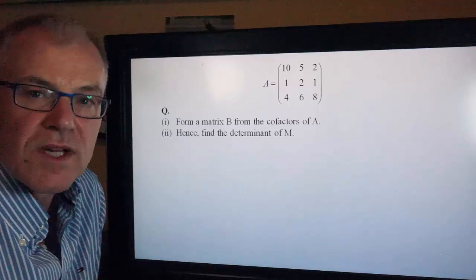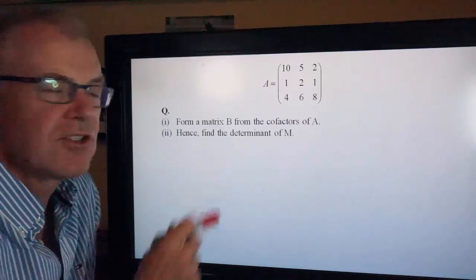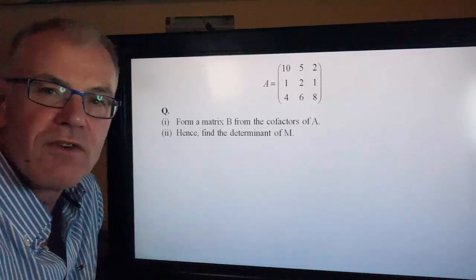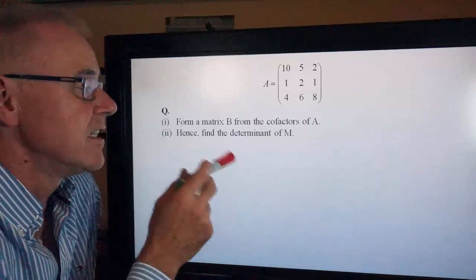So here's another question, or the last question, and you're given a 3 by 3 matrix. So you should have a go at this now. Form a matrix B from the cofactors of A, and then find the determinant of A.